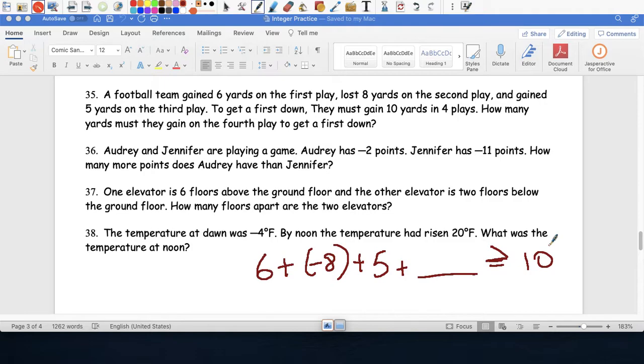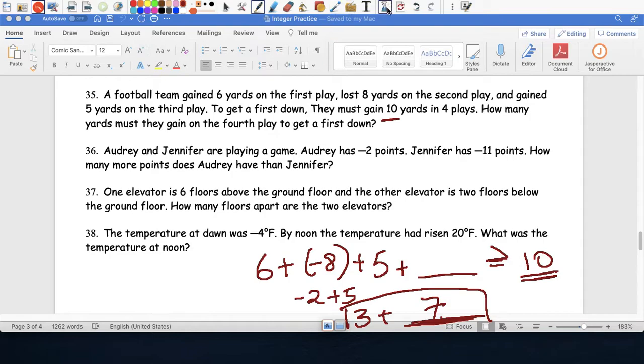So let's see what they have here. 6 plus negative 8 is negative 2. They're not doing too well. Negative 2 plus 5 is going to be 3. So 3 plus what number? It says they must gain 10 yards. 3 plus what number would give them the 10 yards they need? Well, after 3 plays they got 3. So obviously, they need 7 on the next play to keep possession and continue playing.